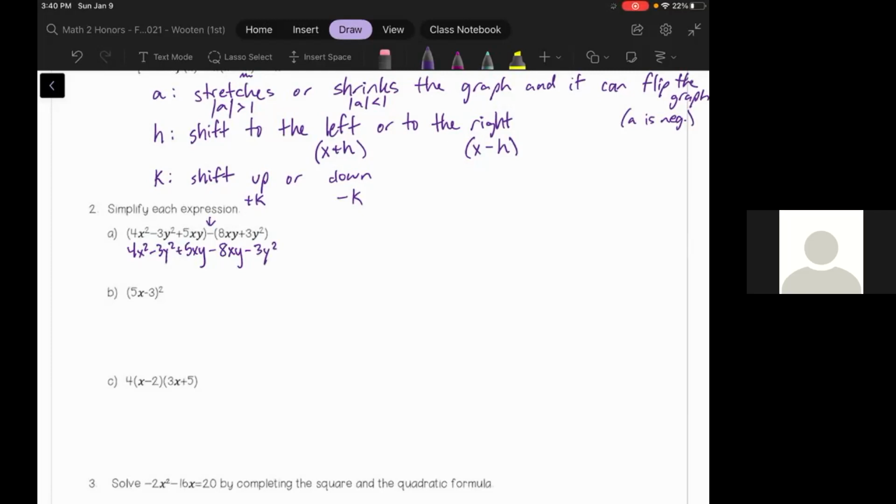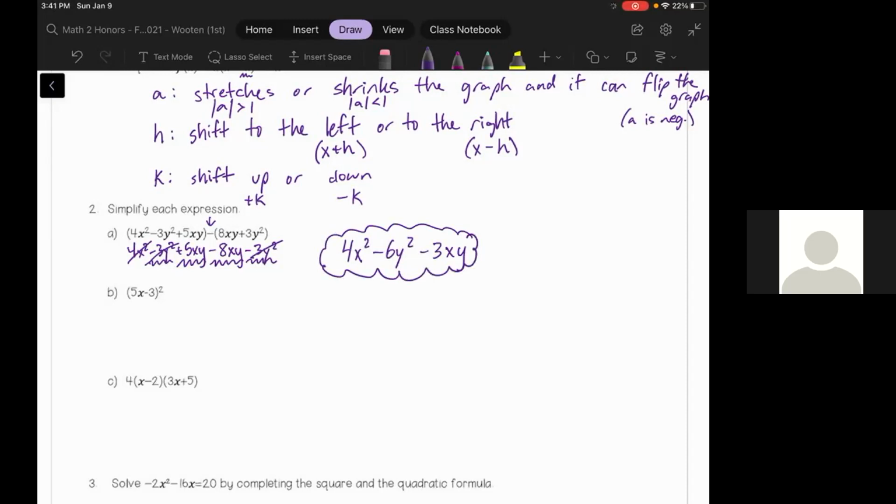Now we just combine our like terms. 4x squared is the only x squared term. Remember, to combine them, they have to have the same variable and the same exponents. So that one's done. I see minus 3y squared, and then there's another minus 3y squared. So that makes a total of minus 6y squared. And then finally, I have plus 5xy and minus 8xy. So positive 5 and negative 8 makes a combined negative 3xy. So this will be my expression for part A once it's simplified.